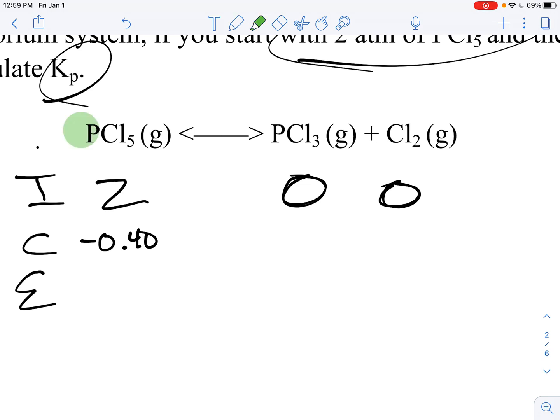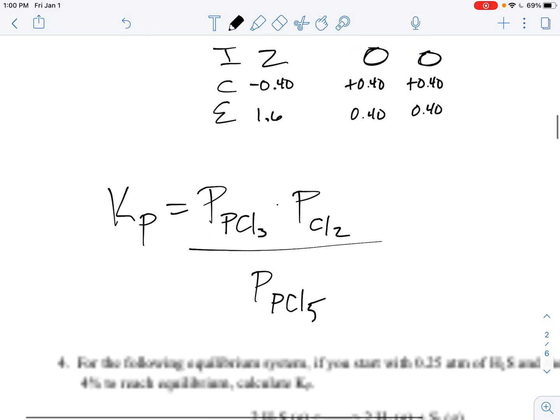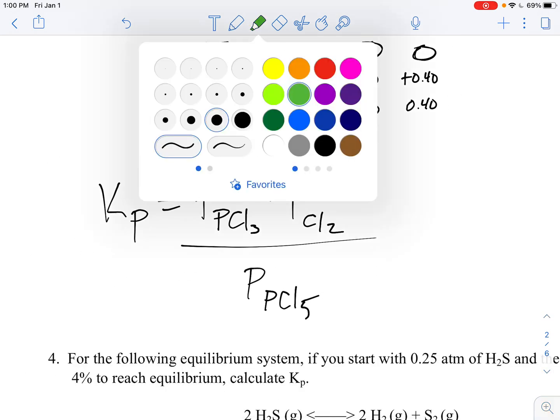Now, all of the stoichiometry lessons that you learned before are in play. There's a 1, a 1, and a 1 here. So if this goes down by 0.4, then this has to go up by 0.4, and this also has to go up by 0.4. So that at equilibrium, this is 0 plus 0.4, which is 0.4, and this is 2 minus 0.4, which is 1.6.